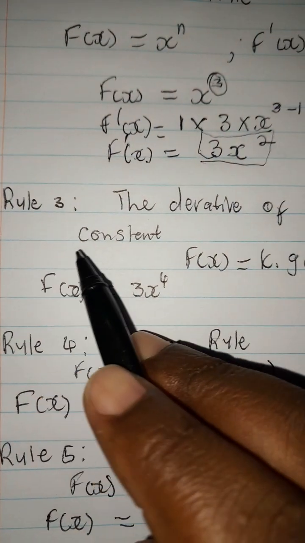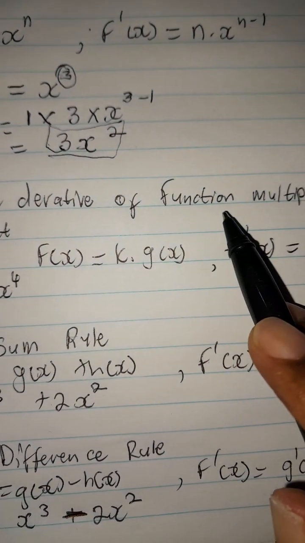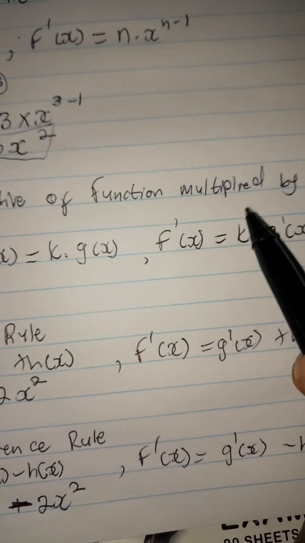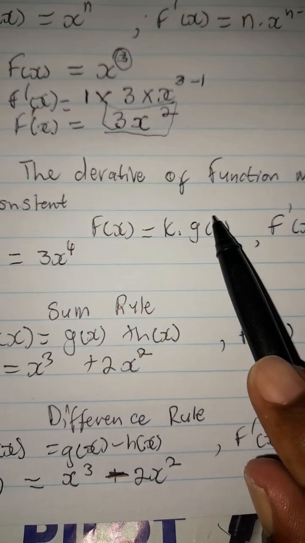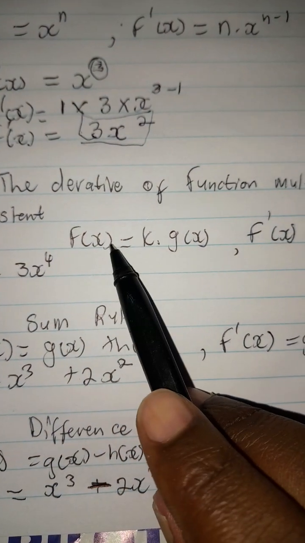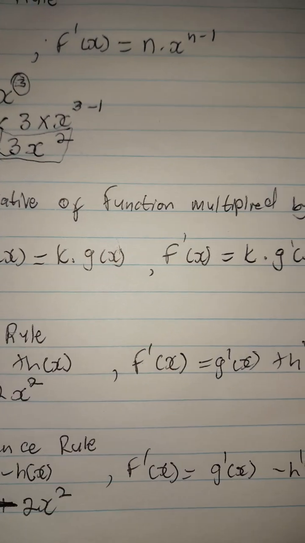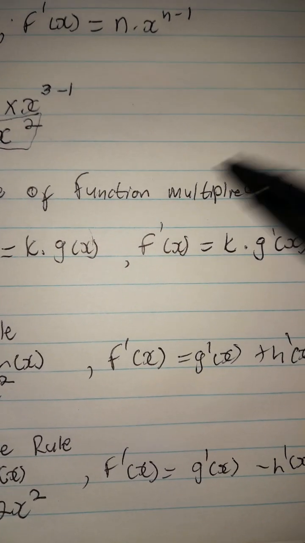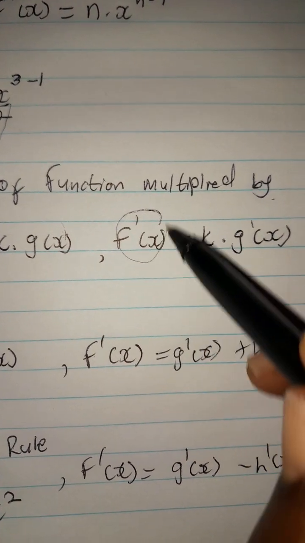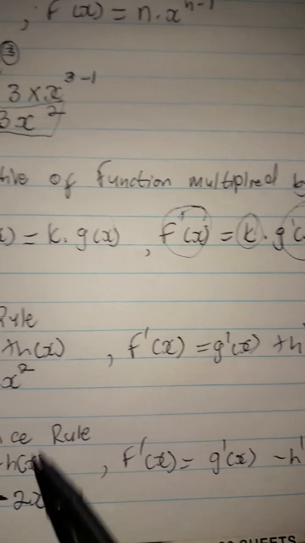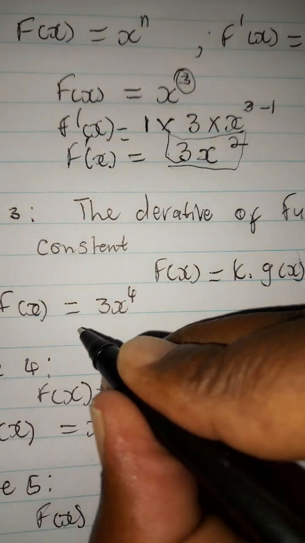Then the third rule is the derivative of a function multiplied by a constant. Forgive me for my spelling there. It's denoted f of x equals k, where k is a constant, multiplied by the function g of x. So when you derive it, we're going to derive g of x, multiplied by the constant. Let's put that into practice.